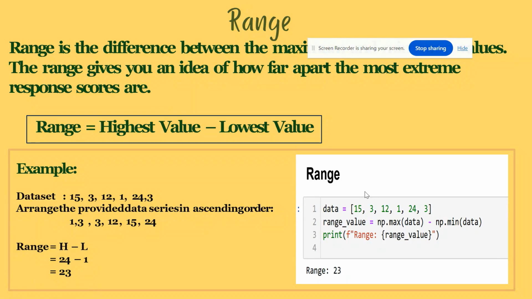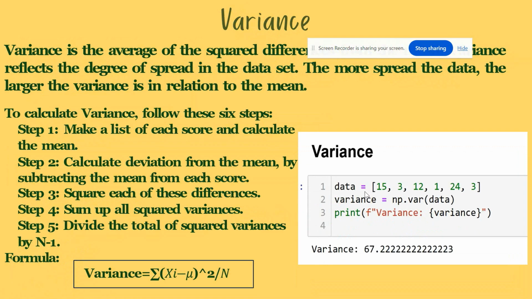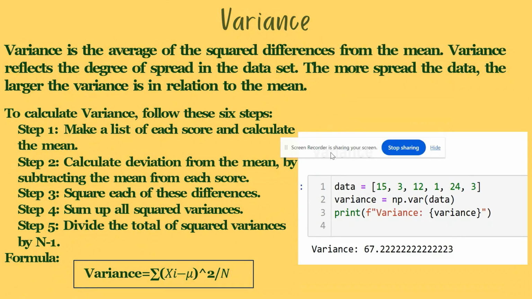That was the first concept of measure of dispersion. Now the second is the variance. Variance means how the data varies. It's one of the important concepts. Variance is the average squared difference from the mean.